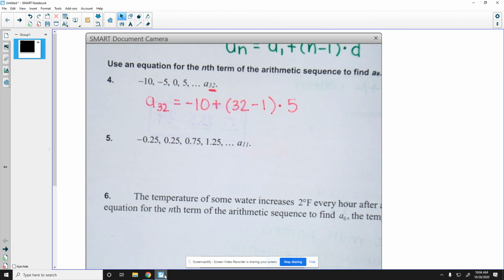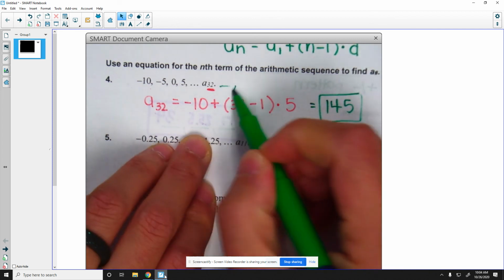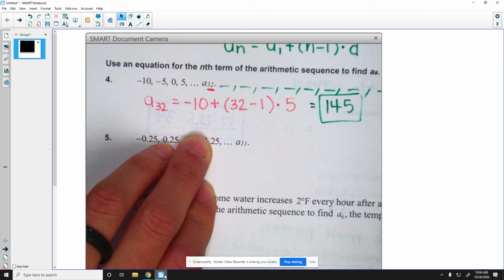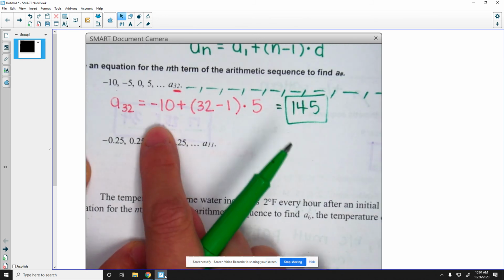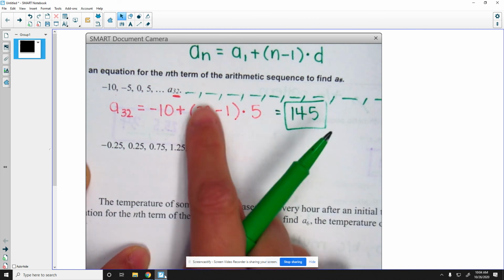Did anyone get an answer? Emily? 145. So yeah, I could draw a bunch of lines up to the 30-second one and then add 5, add 5, add 5, add 5, add 5, but that would take me forever, right? If I just know this equation, boom, 145. Okay, adding 5 is not so bad.